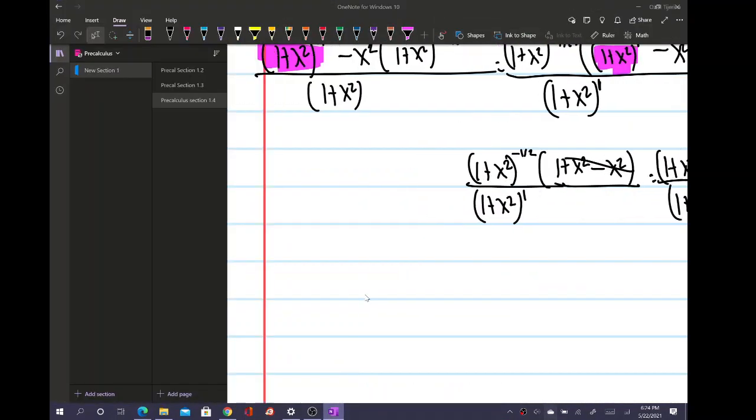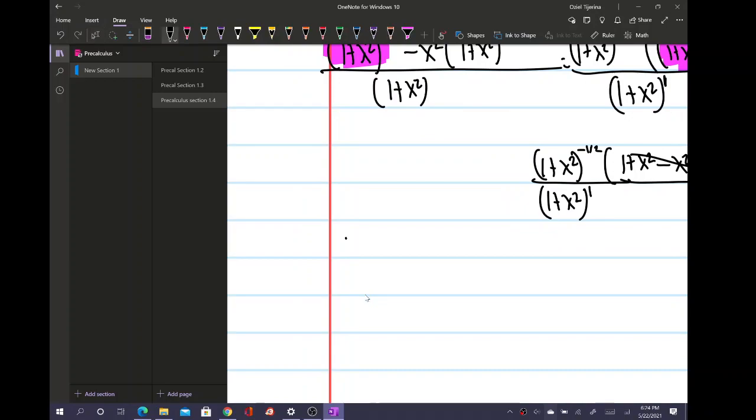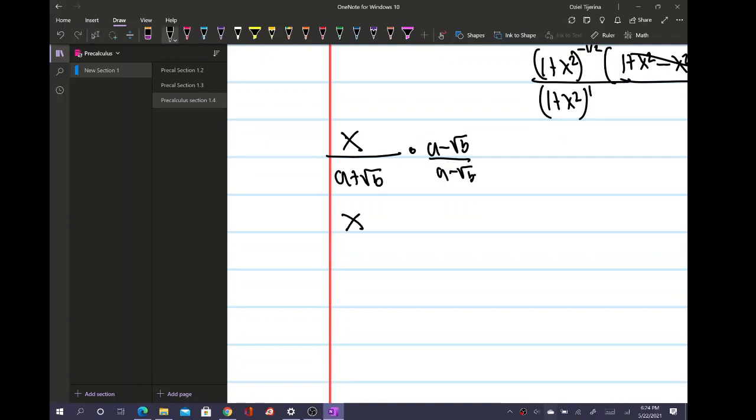So if I have like x over a plus square root b, then that means I'm going to multiply by a minus square root b over a minus square root b. Similarly, if I have x over a minus square root b, I'm going to multiply by the conjugate to get rid of the radical in the denominator. Okay. That's all that's saying.